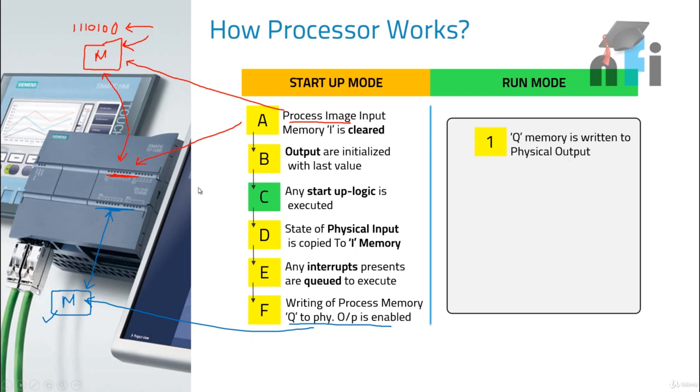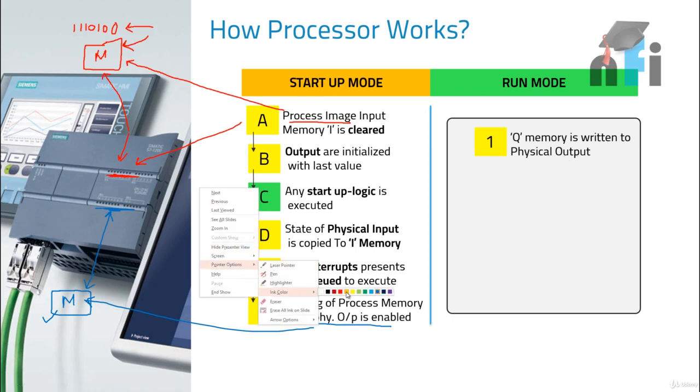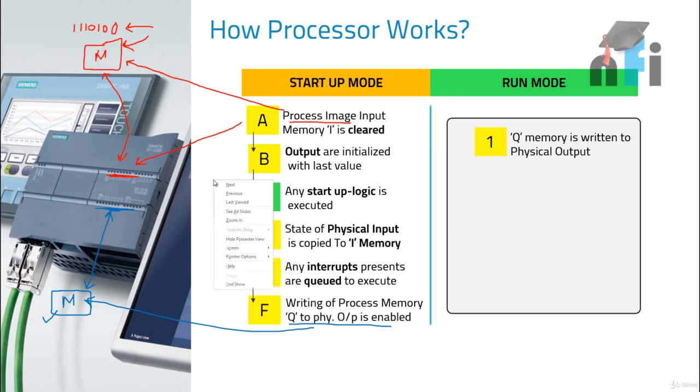So now what happens when PLC logic is solved? Suppose you have some status in the input and you have some logic in your PLC. When this logic is solved, the answer of the output is stored in my process memory. So it says queue memory is written to physical output. When this memory has some answer in run mode, it could be 0 or it could be 1, because it's a digital output. This is written to the output.